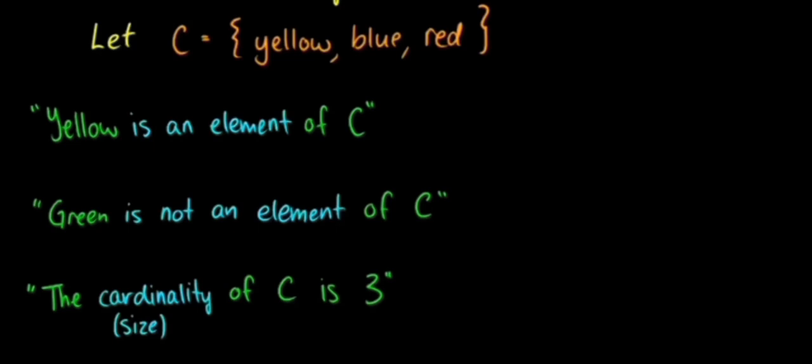So I want to say something like yellow is an element of C. And this means that yellow is inside of our set C. Now, how do we write this? Well, we have an element yellow, and we want to say it's part of a set C. So in order to write this in notation, we use this epsilon. So yellow is in the set C.